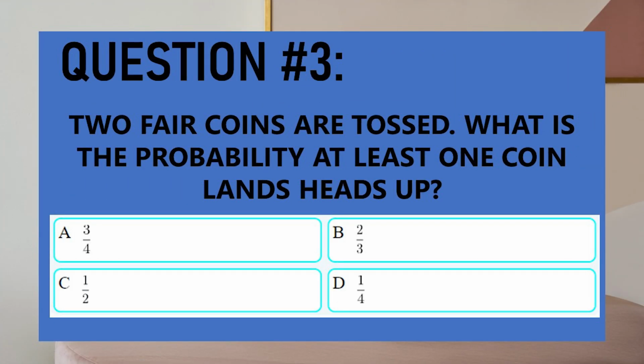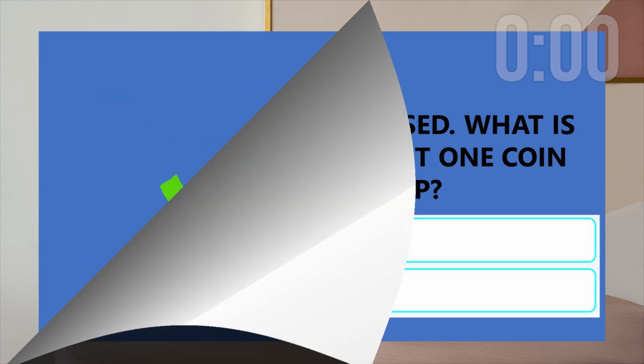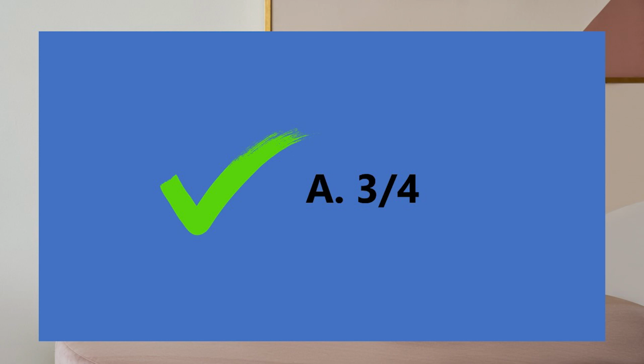Question number 3. Two fair coins are tossed. What is the probability at least one coin lands heads up? Letter A, 1/4. Letter B, 2/3. Letter C, 1/2. Or letter D, 1/4. And the correct answer is letter A, 3/4.